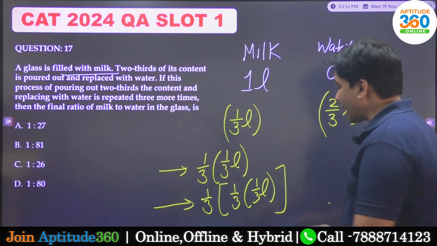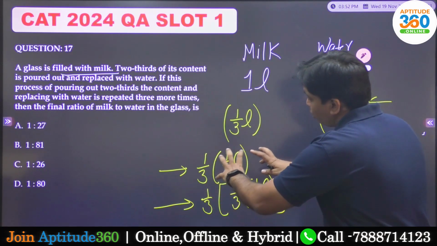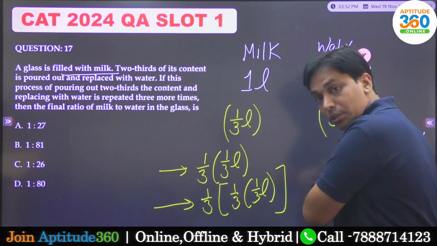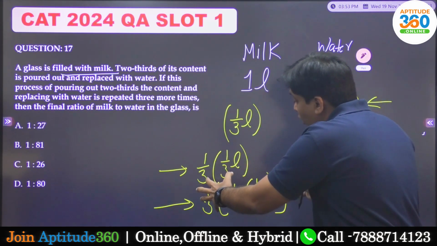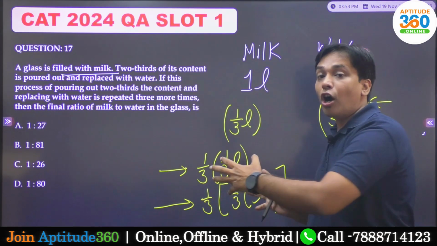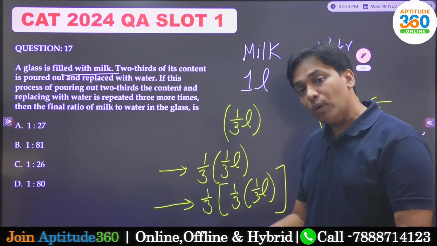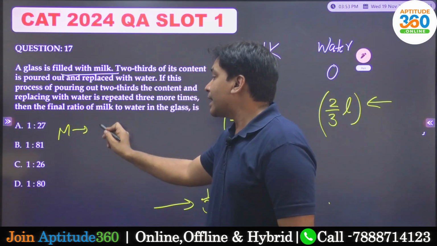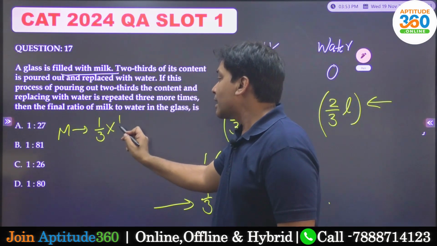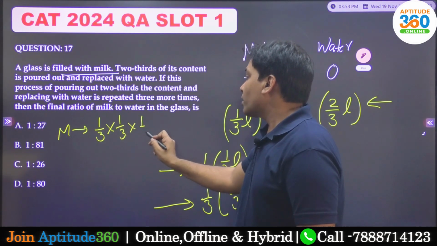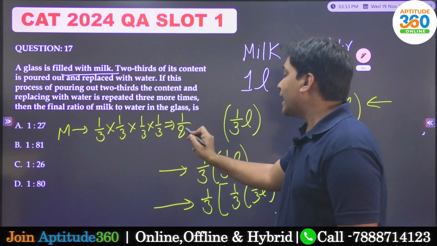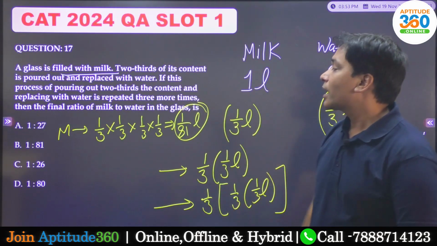If you do it one more time, now probably you're understanding that 2/3 of milk will go out and it is going to be replaced with water, isn't it? So if 2/3 of milk is gone, how much milk is left? Again 1/3. So finally the milk that is going to be there in the glass is 1/3 into 1/3 into 1/3 into 1/3, and that is coming out as 1/81 liters. Is this okay?